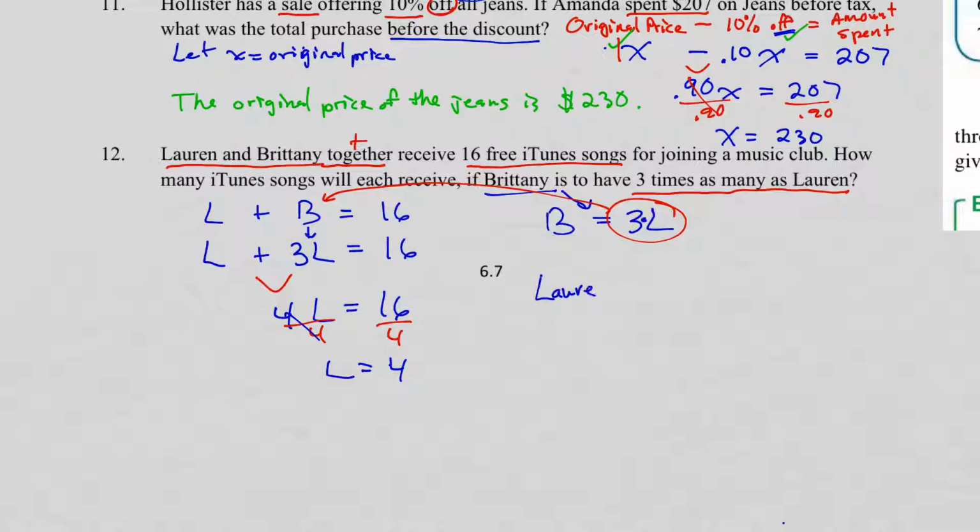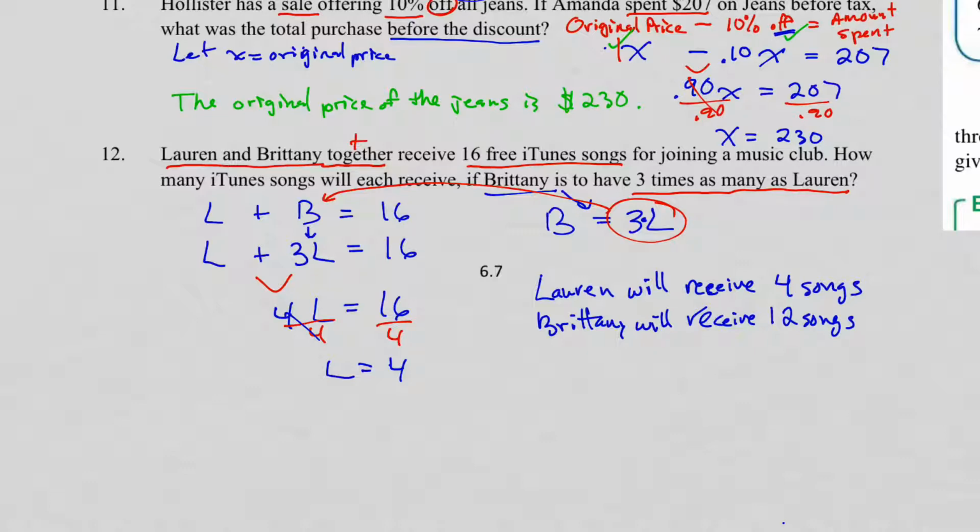Lauren will receive 4 songs. Brittany will receive 3 times as much. So remember, you're trying to equal 16, so this has to be 12. Okay, so this is the answer right there.